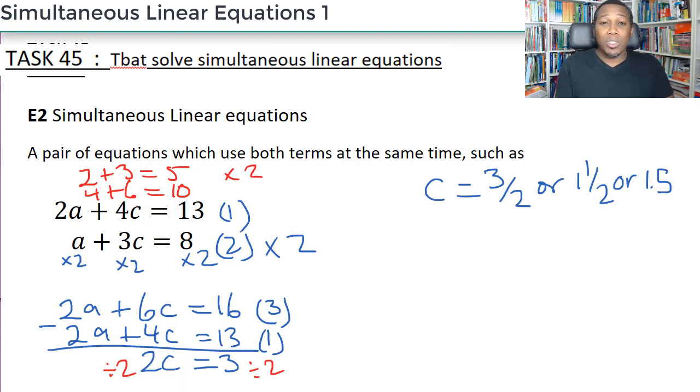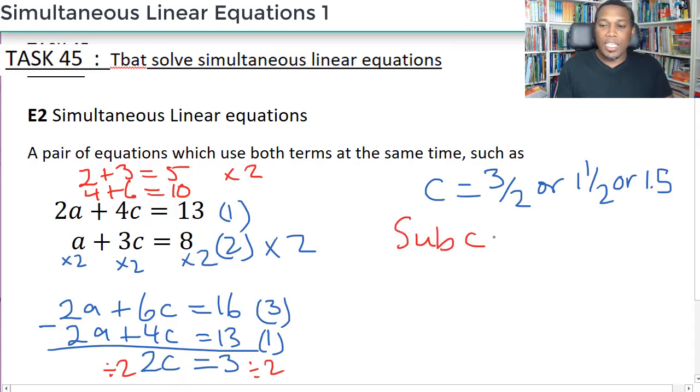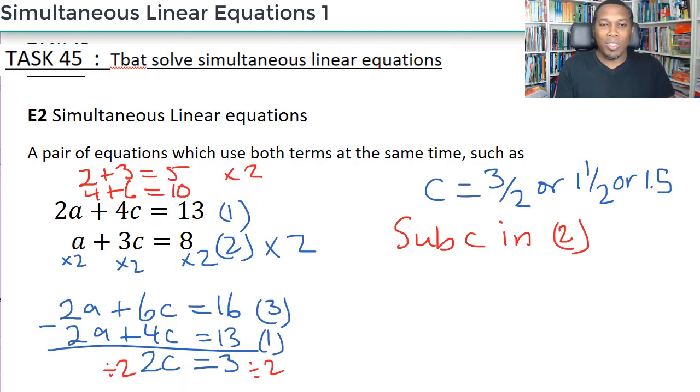We have the value of C. What do I do now? I substitute. I'm going to substitute C into equation 2. I looked at equation 1 and I was like, no, I'm not going to do that. 2A, 4C, 13. That's hard work. Just substitute in 2. We will have to check with the numbers in 1, but we'll deal with that when we get there.